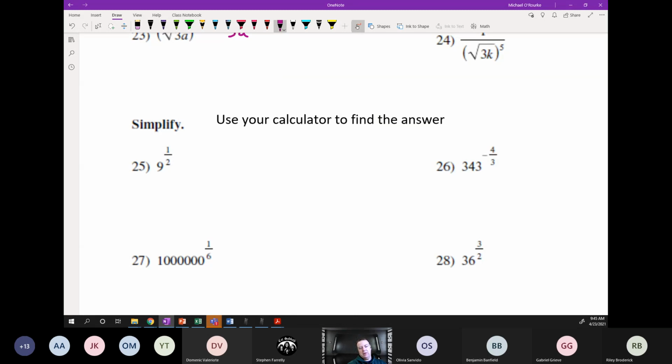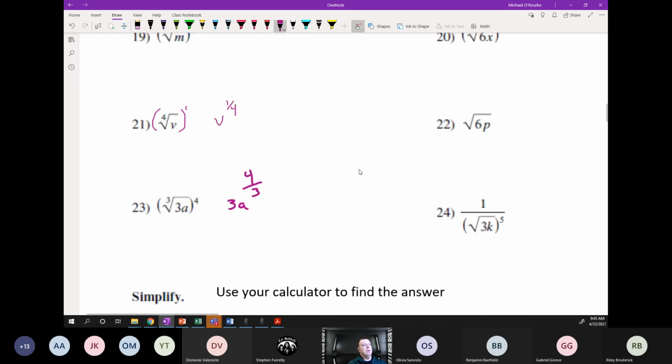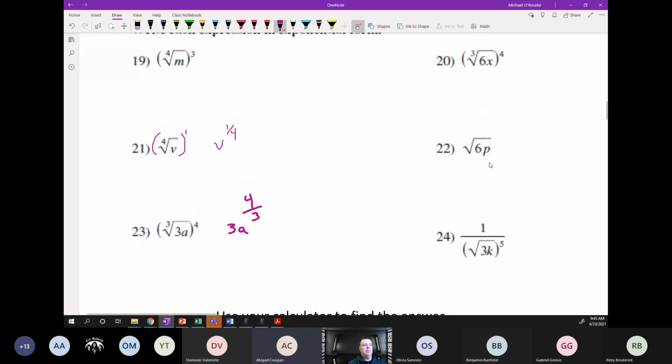For 22, would it just be 6p? No. What number's up there that we never write? 1? No, the 1's out here. Maybe 2? Yeah, it's a square root, so there's a 2 there. Whenever you have this, we just never write that 2.